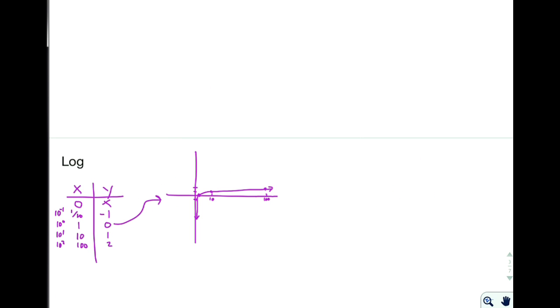So these are our different parent functions. If you recognize any of these basic shapes, we can modify them. We can move them to the left, to the right, up, down, and flip them upside down using our different transformations.